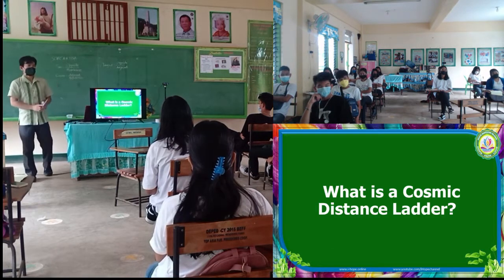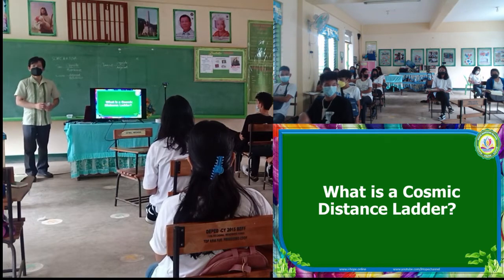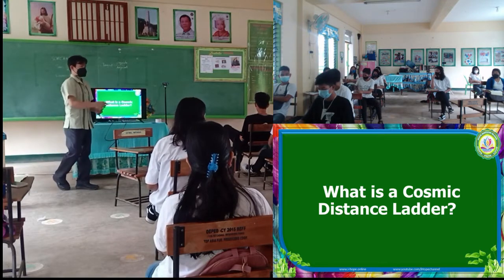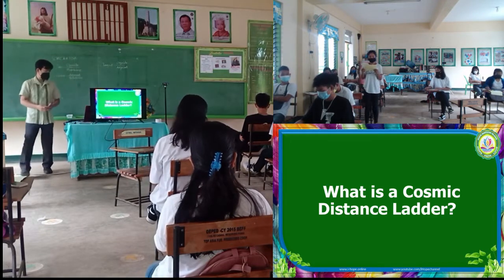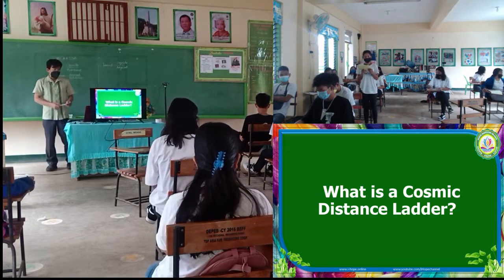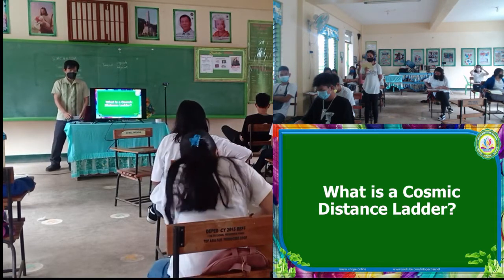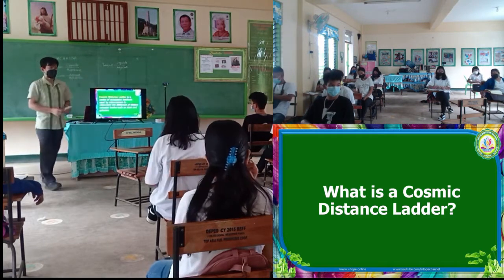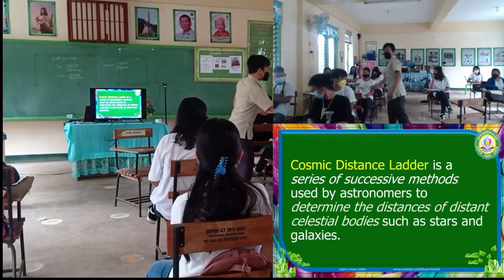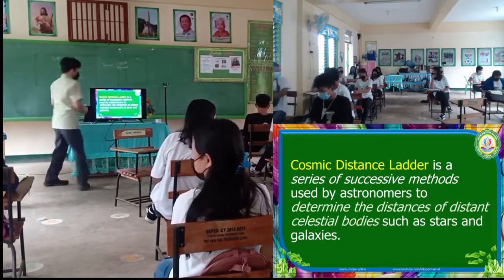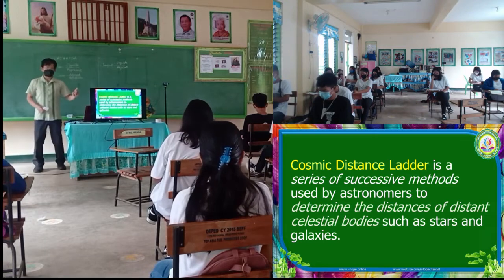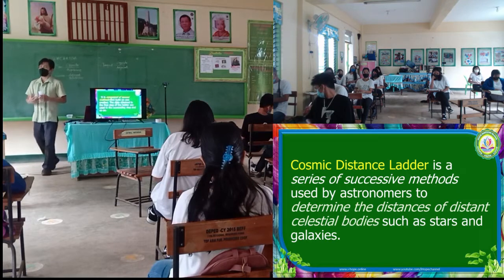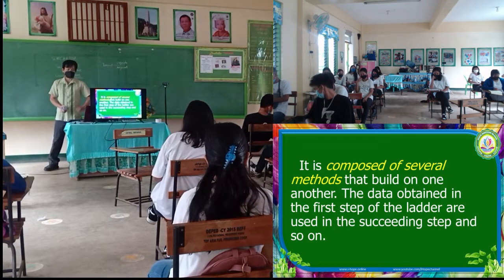What is a cosmic distance ladder? A cosmic distance ladder is a very effective method used by astronomers to determine the distance of celestial bodies, such as stars and galaxies. It is a series of successive methods. It means that it is composed of several methods built on one another.